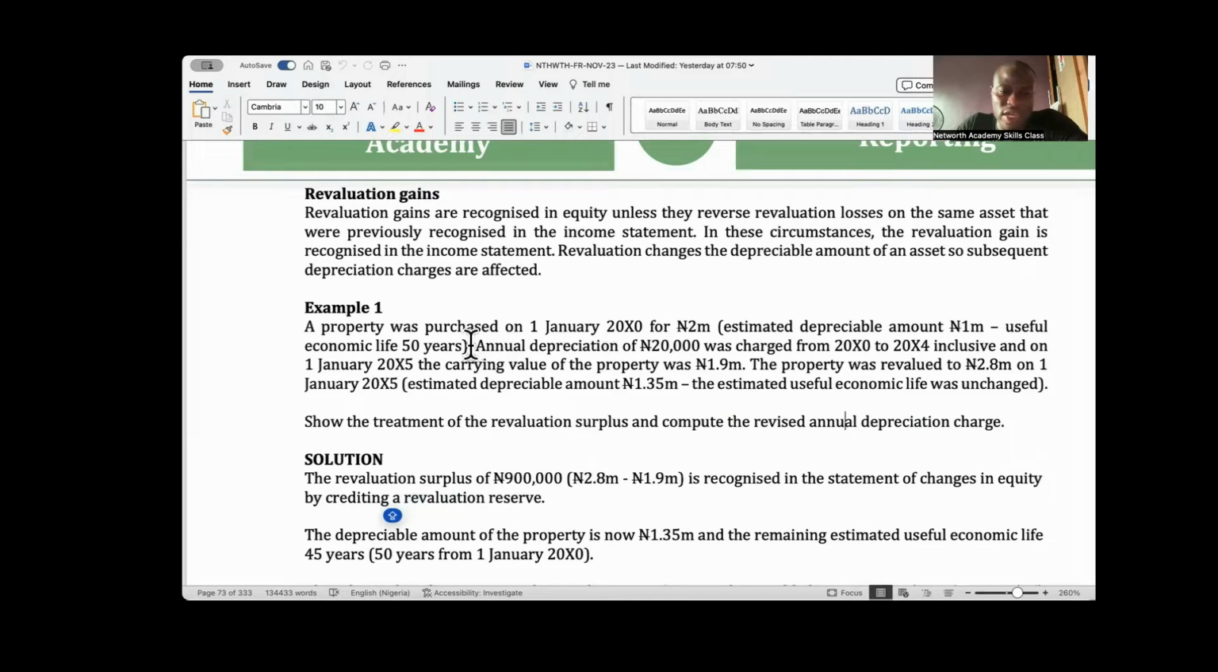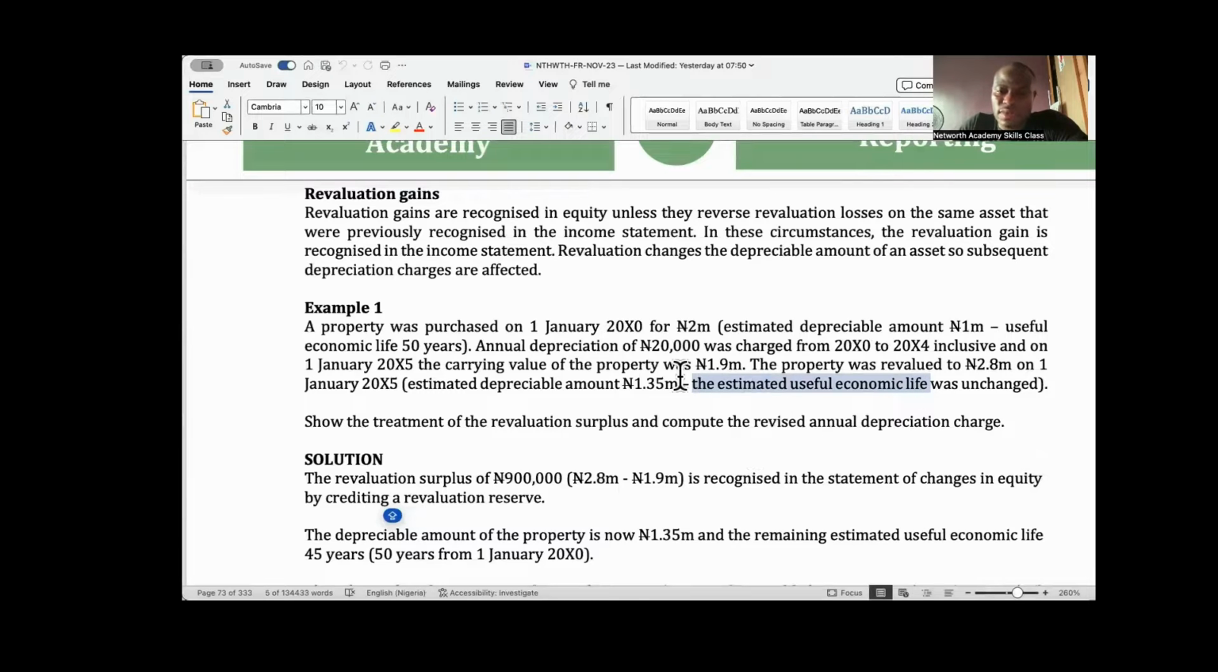Look at the annual depreciation we were charging before, it was 20,000. And this 20,000 is just the depreciable amount, which is 1 million divided by the useful life of 50 years. But since they have revalued it, now the depreciable amount is 1,350. And they said the estimated economic life remains unchanged.